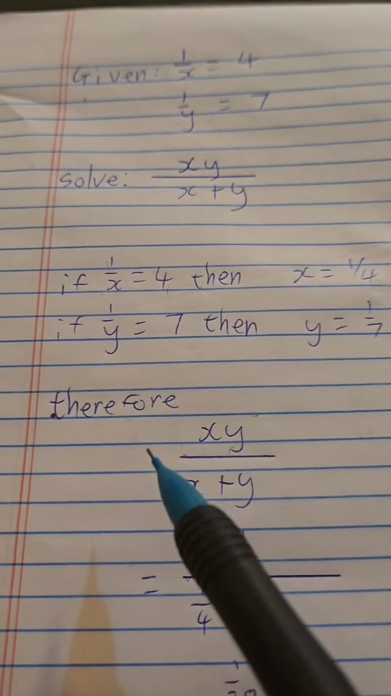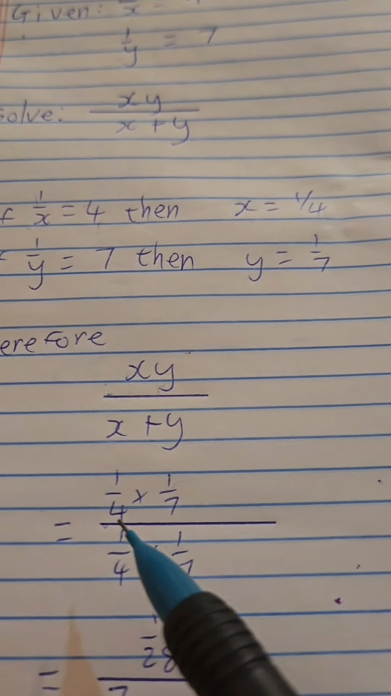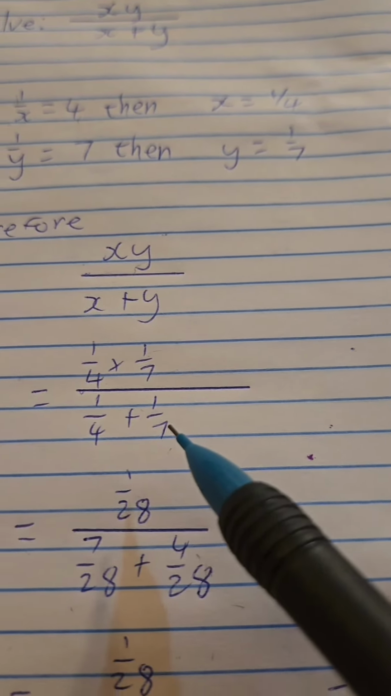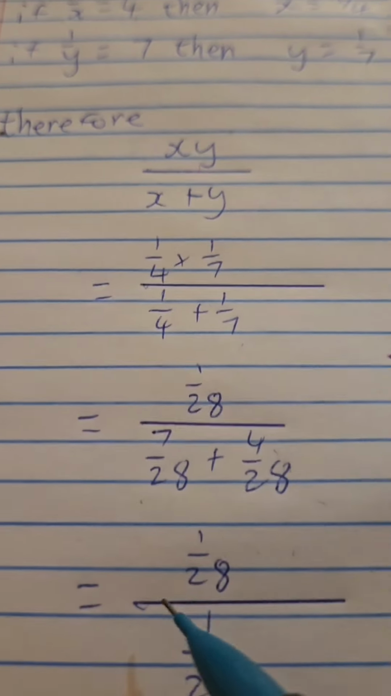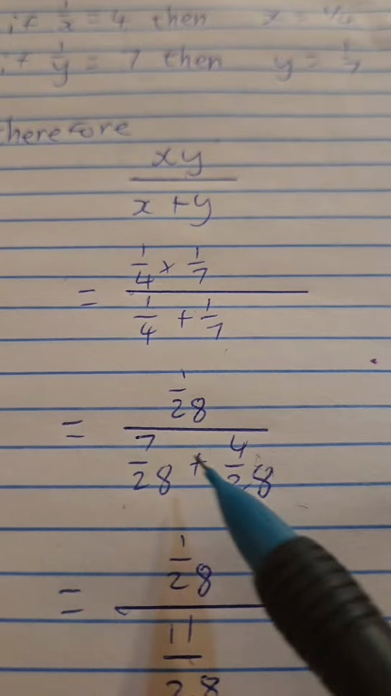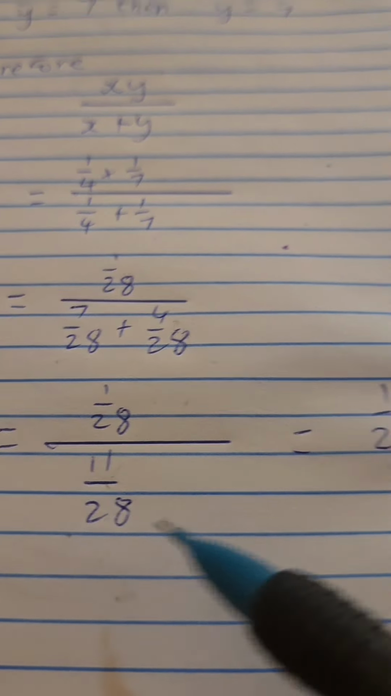And now we just substitute into the equation: xy over x plus y is 1 over 4 times 1 over 7, over 1 over 4 plus 1 over 7. And we simplify. We multiply the top, that's 1 over 28. We find a common denominator, similar to what we did in method 2. It's 7 plus 4 over 28, which is 11 over 28.